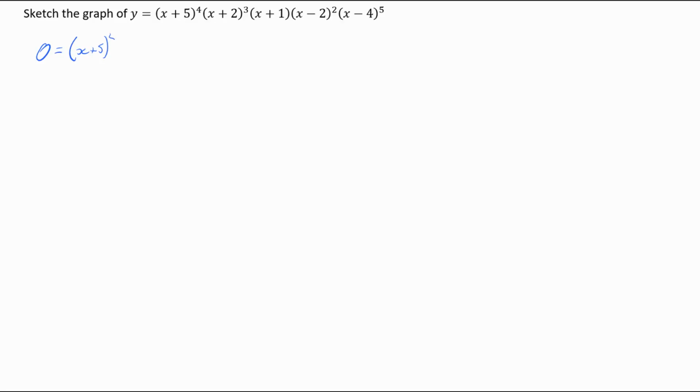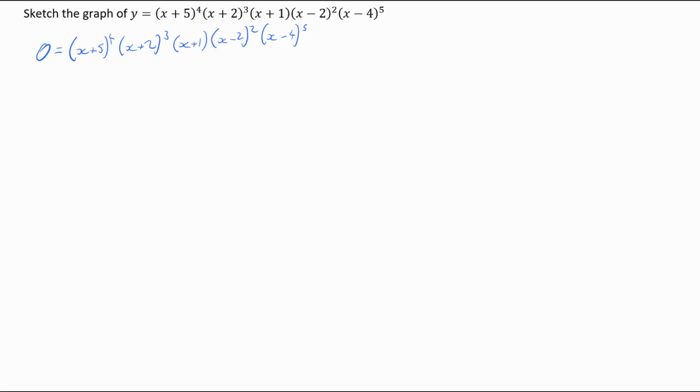So x plus 5 to the power of 4, x plus 2 to the power of 3, x plus 1, x minus 2 to the power of 2, and x minus 4 to the power of 5. Because this polynomial is factorized, you can use the null factor law on each individual piece. So we're actually going to have 5 different x-intercepts, one for each set of brackets, and each of them will behave a little bit differently.